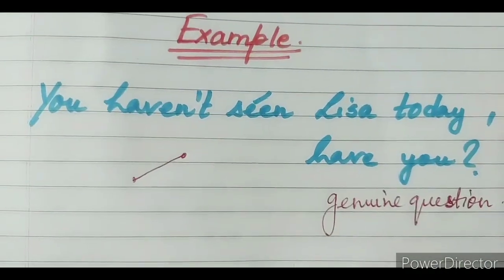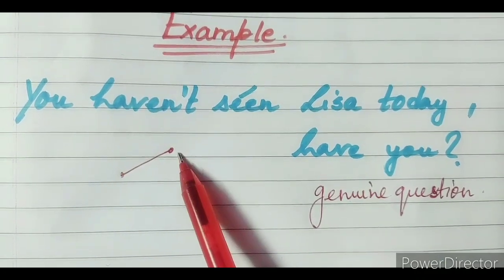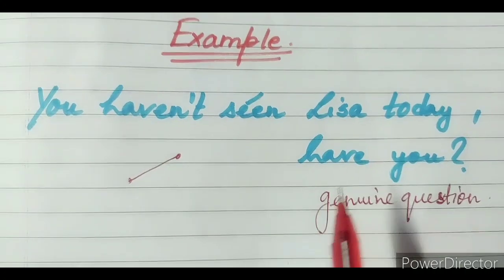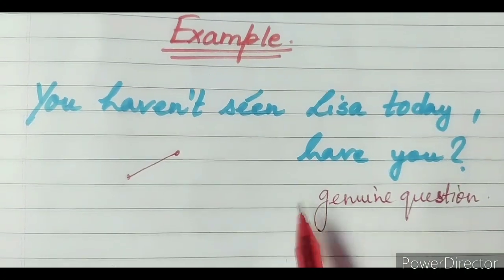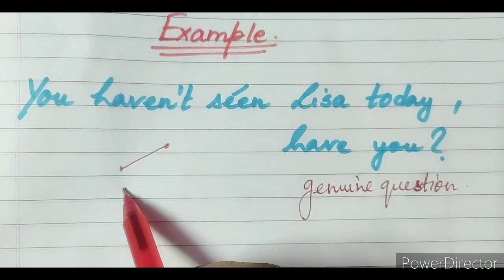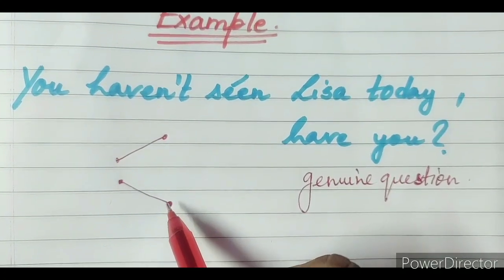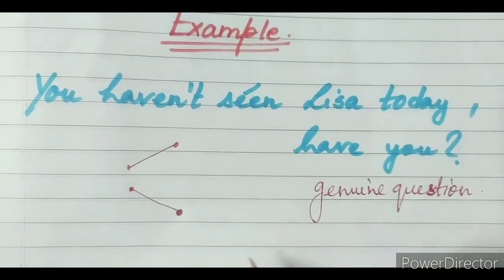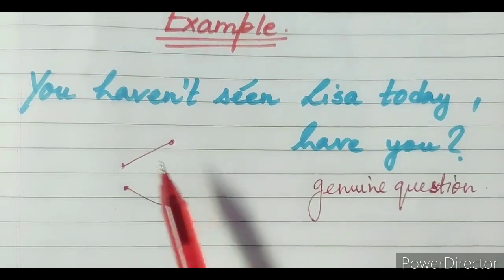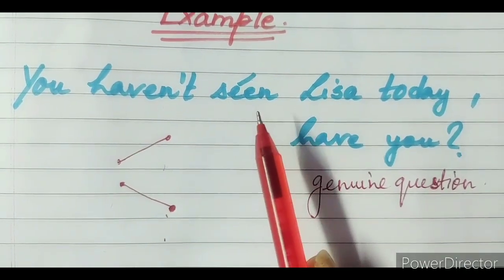So children, remember one thing, whenever your voice goes from low to high, you are asking a genuine question where you are seeking an answer. You want an answer. And whenever your voice goes from high to low, then you are seeking a confirmation or you want somebody to agree to your statement, and in these two cases we are using the question tags.